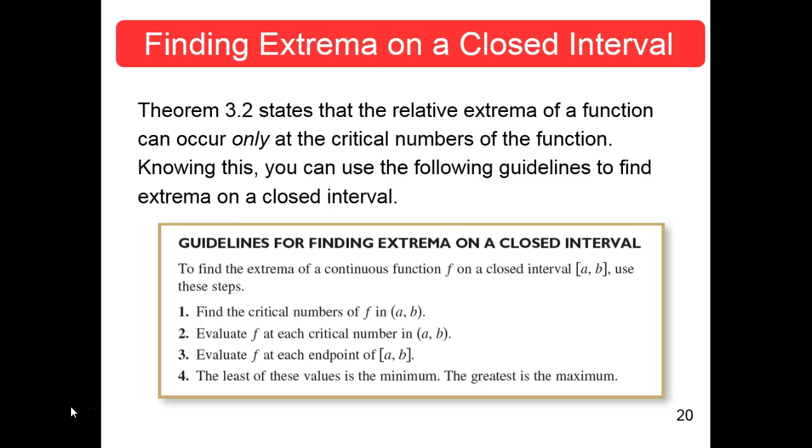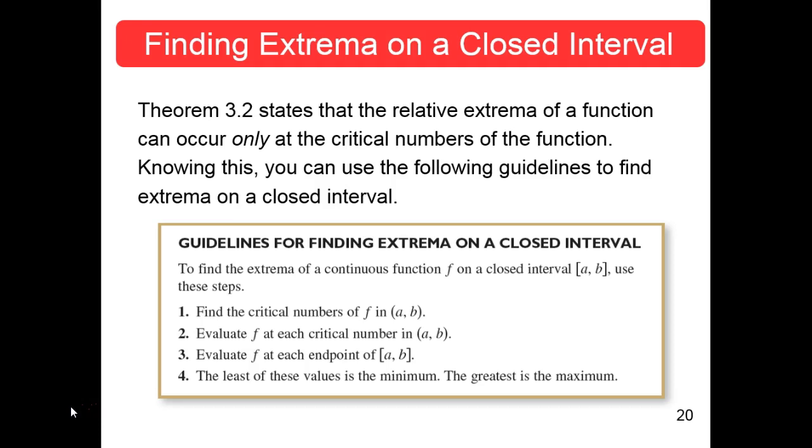Now you're trying to find the extrema on the closed interval a to b. This will give you the critical numbers on the open interval a to b. Okay? So those are potentials because every one of those is going to be a relative extreme value. May not be the extreme, but it'll be a relative extreme. Evaluate F at each critical number.